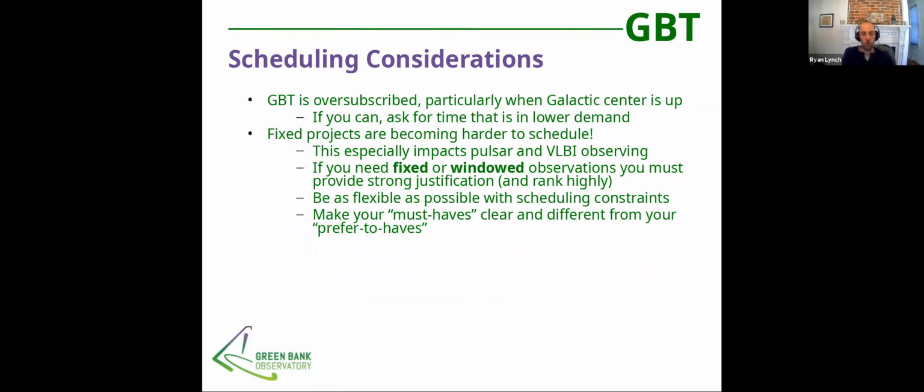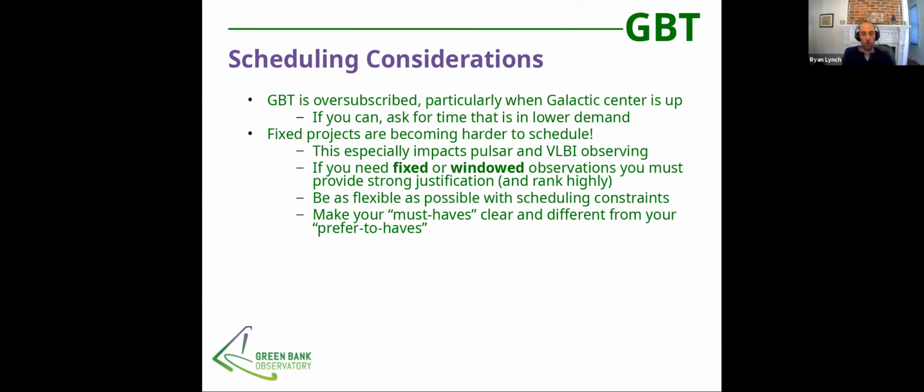So the GBT is typically oversubscribed by a factor of, I think, usually about 3. Not sure if Tony's on, he would know off the top of his head. But that does depend on LST. So when the galactic center is up, not surprisingly, that's more oversubscribed. So if you have science that can be done at different LST ranges, if you're observing a representative sample of galaxies or quasars looking for statistical information about the population, and you can get that by observing sources at undersubscribed LST ranges, you should do that.